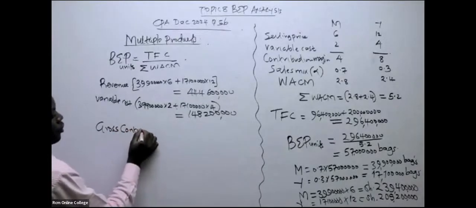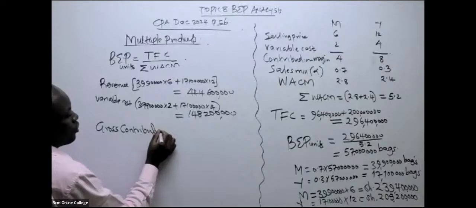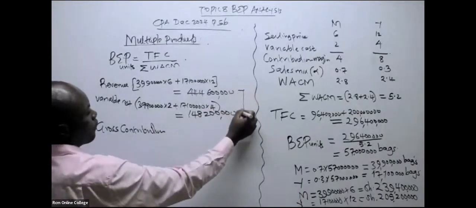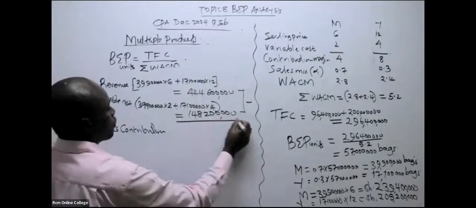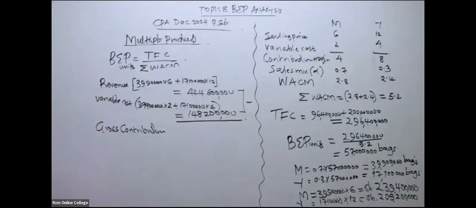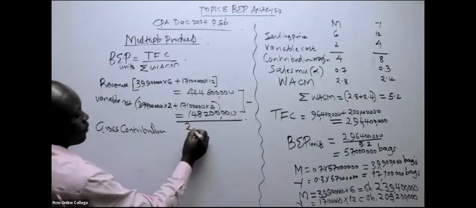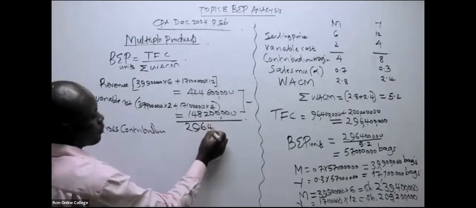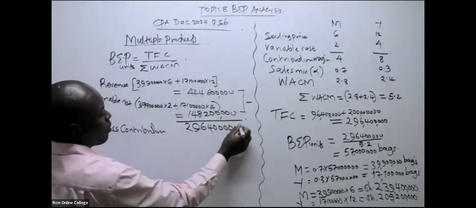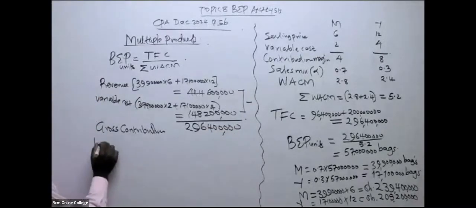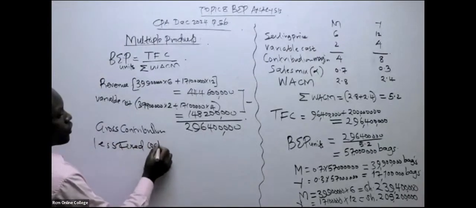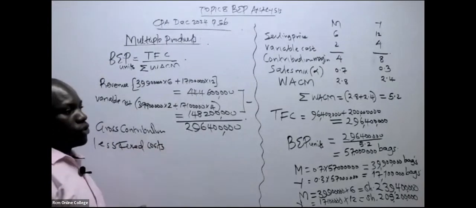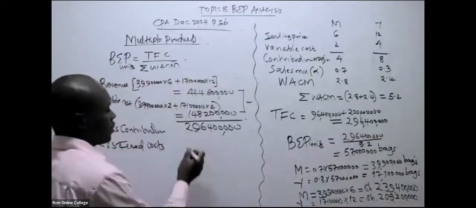Gross contribution. So what are you getting? Gross contribution is revenue minus variable cost. What is your gross contribution? 296,400,000. Then we less fixed costs. What was our total fixed cost? 296,400,000.